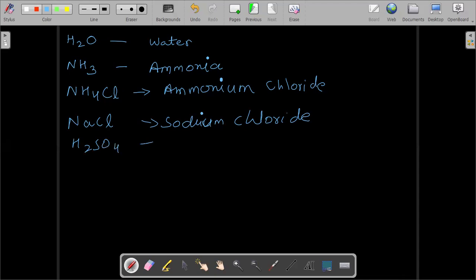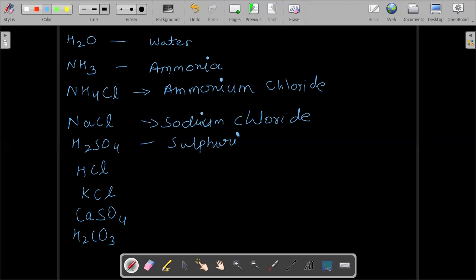H2SO4. Yeah, what is H2SO4? Sir, H2SO4 is hydrogen sulf... Sir, it's sulfuric acid, no? Yeah. So this one is sulfuric acid.